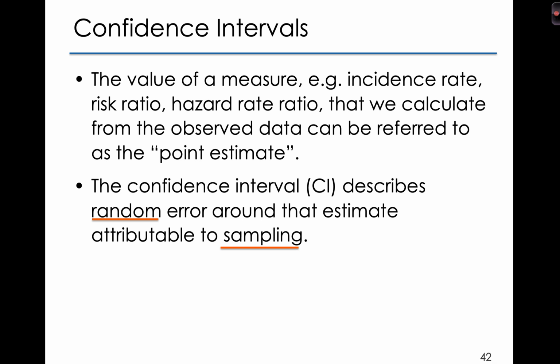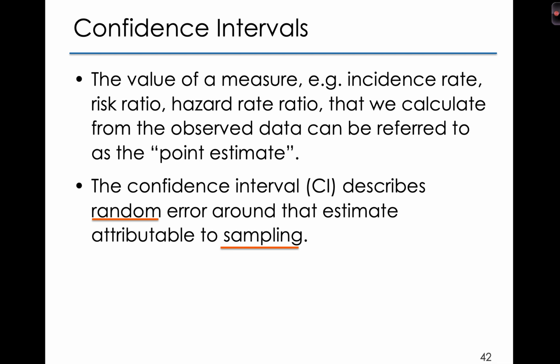The value of a measure, such as an incidence rate, risk ratio, or hazard rate ratio, that we calculate from the observed data can be referred to as the point estimate. So in the previous segments, we set up our little 2x2 table and we calculated a value, and that value we sometimes would say is our point estimate.